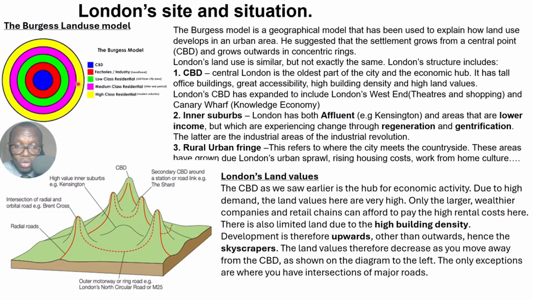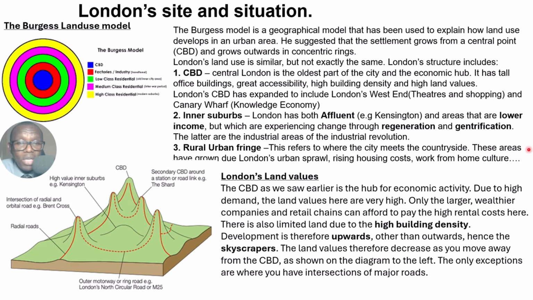So London's land use is similar, but not exactly the same. And London's structure includes obviously the CBD, which is central London, and this is the oldest part of the city and the economic hub. It has very tall office buildings, being the center of economic activity, and there's also great accessibility, like we saw on the map before, that all the roads seem to lead to it. And it's not just the roads, there's the overground and underground that goes into London, the networks that all lead to London. So it has great accessibility.